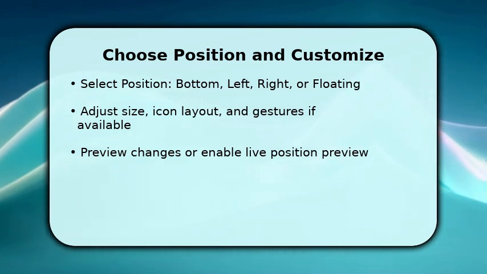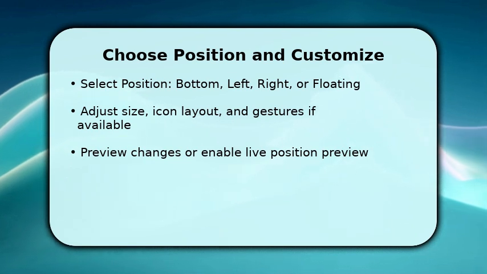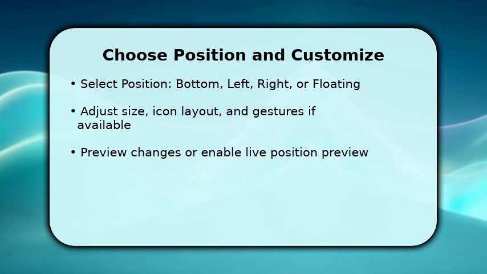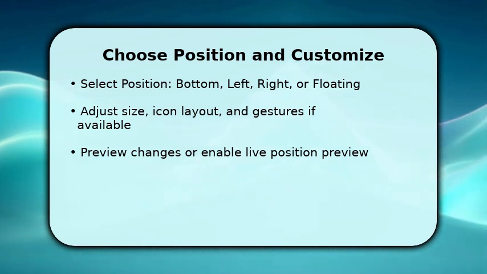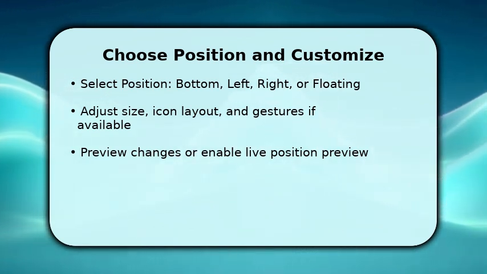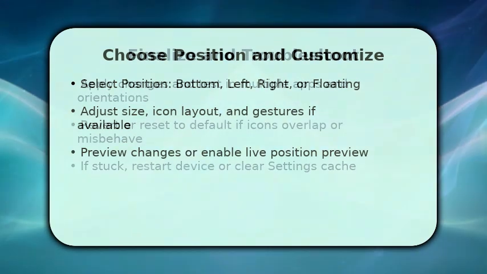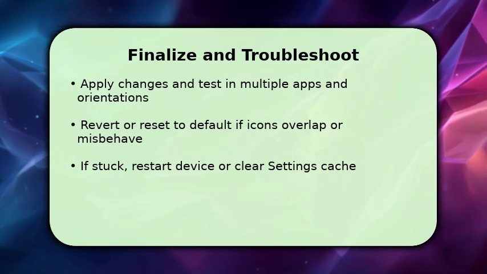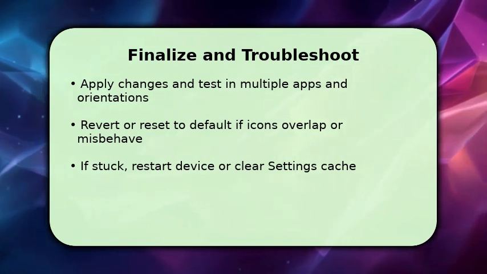Make sure to use a live preview if your phone offers it, and test 1 or 2 gestures after changing. Once satisfied, tap Apply or Save to lock in the new layout. You're almost done. Apply changes and actively test the taskbar across several apps and both portrait and landscape orientations to confirm consistency.